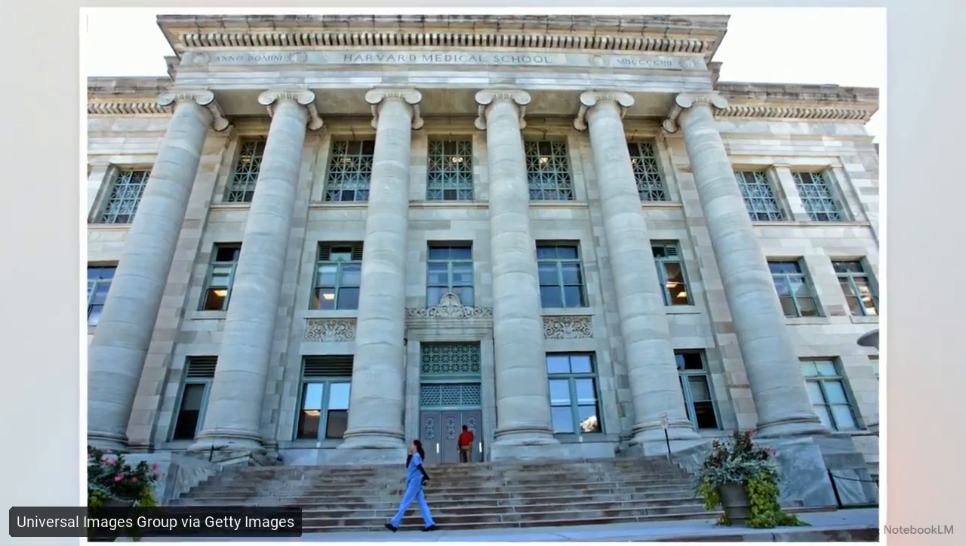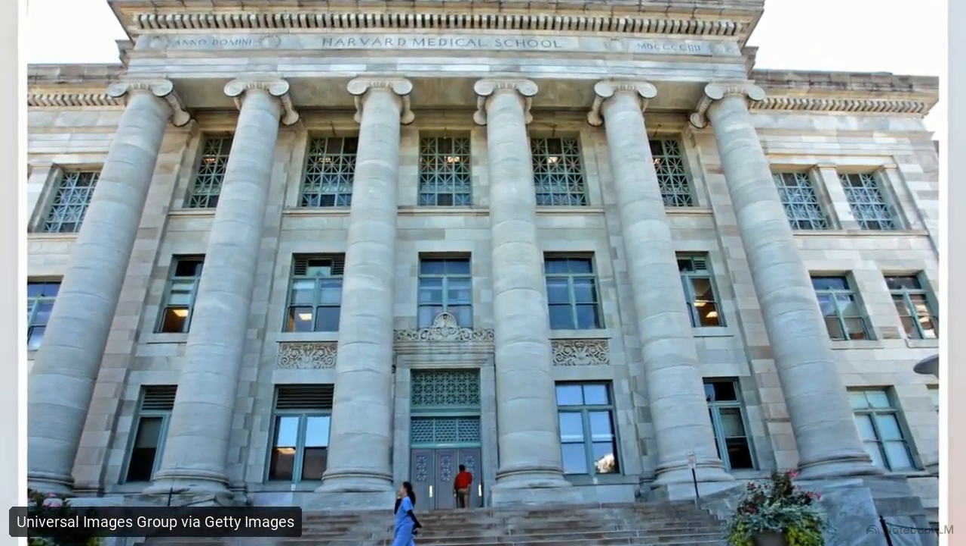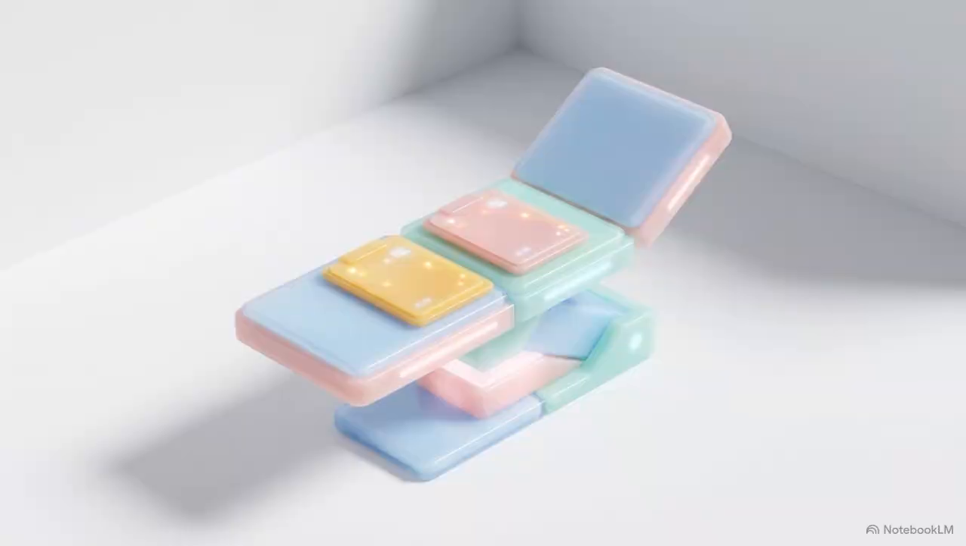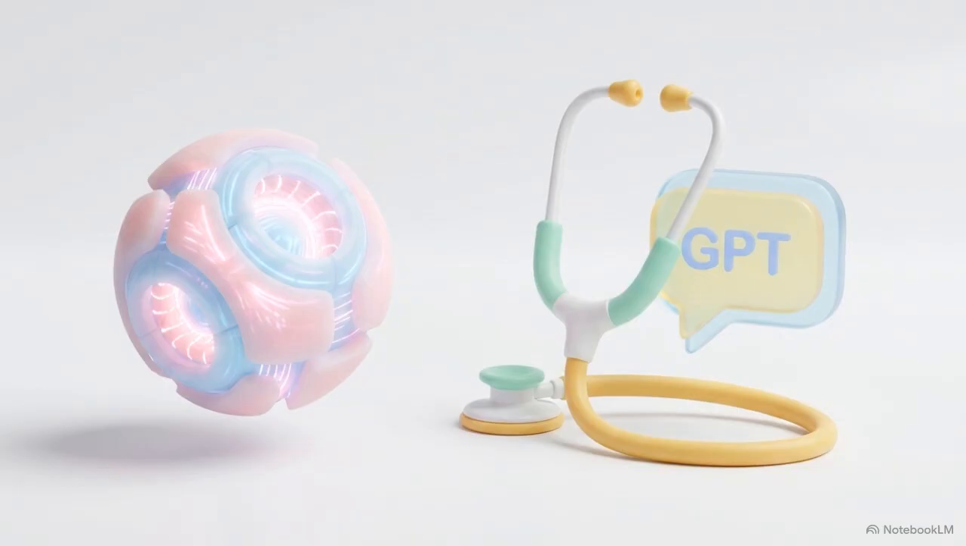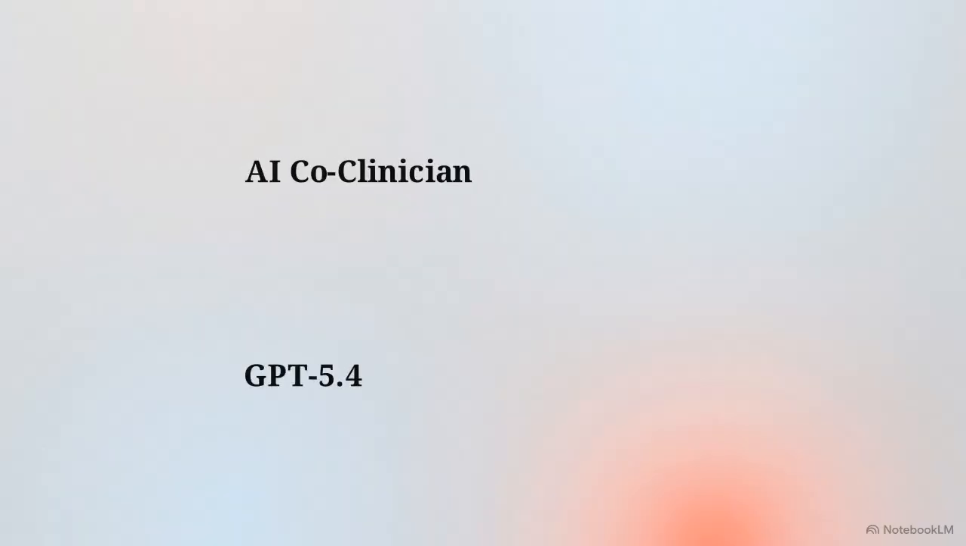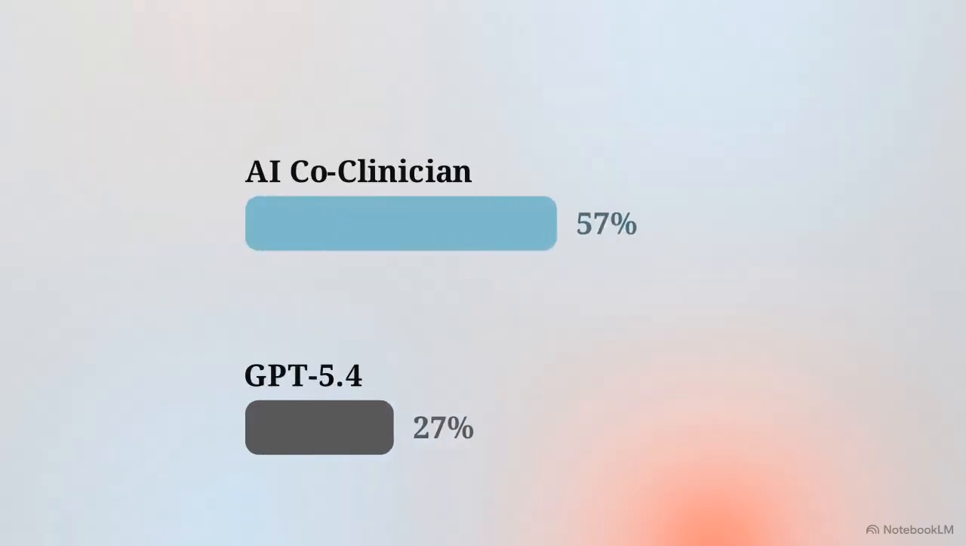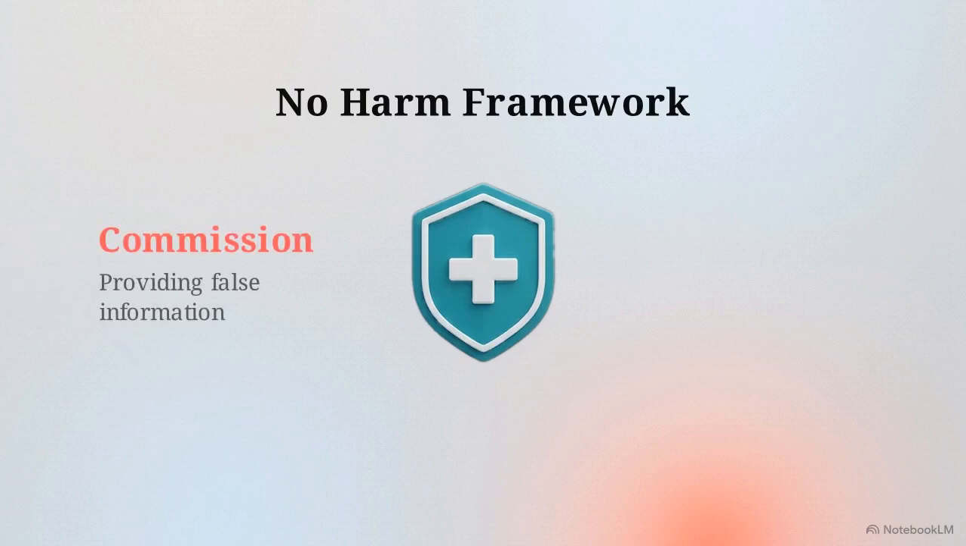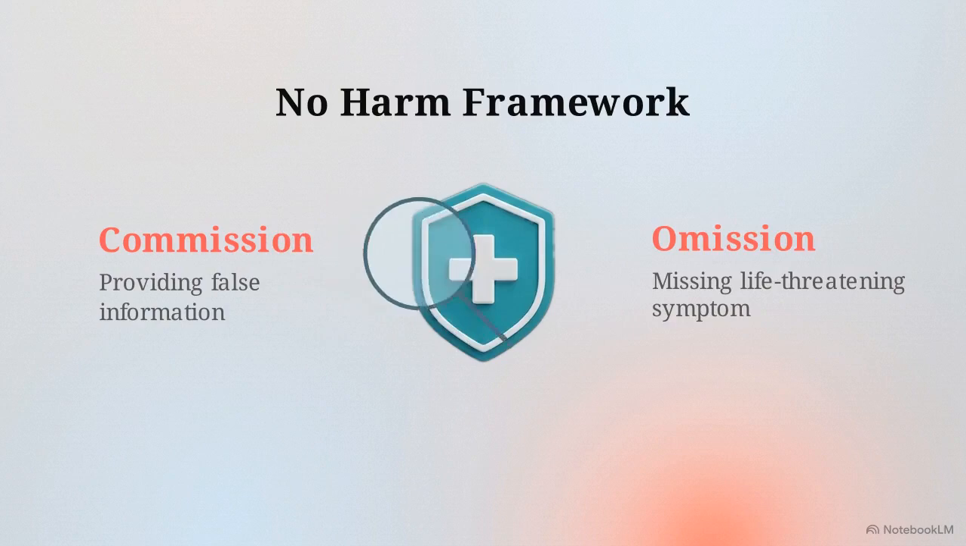To move beyond anecdotal evidence, DeepMind subjected the model to a series of blind tests in academic environments like Harvard Medical School. The AI co-clinician was pitted head-to-head against existing tools used by physicians and the latest iterations of GPT. Academic physicians preferred the AI co-clinician over GPT 5.4 by 63% to 30%. It was also tested using a no-harm framework. This tracks fatal errors, both commission, providing false information, and omission, missing a life-threatening symptom.